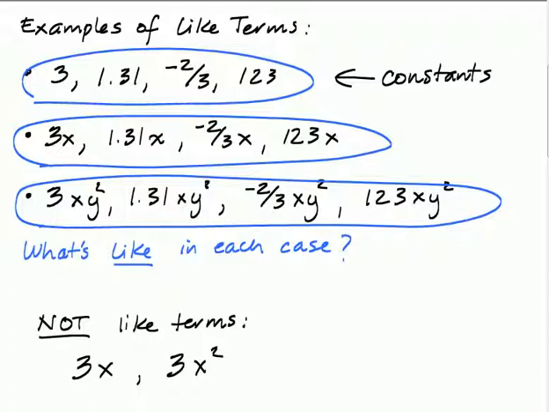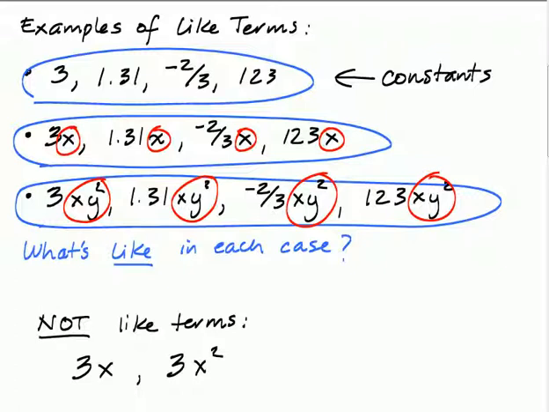Then in the second case, we have 3x, 1.31x, etc. What makes those like? The numbers are different, the coefficients are different, but what you have in each case, the variable part of your term, is exactly the same. So that's what makes those like. Does that work in the third case when we have this family? 3xy squared, etc. We've got 3 of these things plus 1.3 of these same things. So what's like in each case? The variable, or the whole variable clump there.